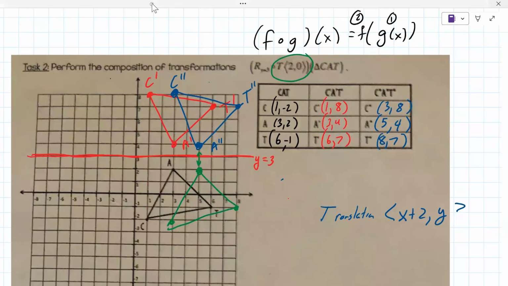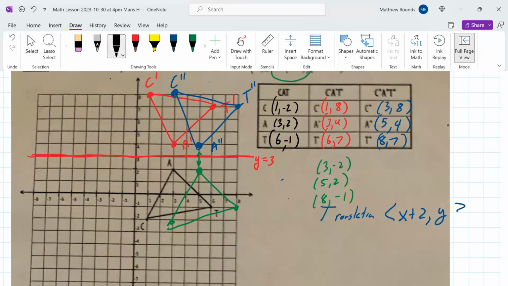So I'm going to put these other points in green in case you need them for the C prime here, but C would be 3, -2, and then B prime would be 8, -1, and then T. Oh, I just did T. That is T. I apologize. And then that would be 5, 5, 2, like that. Okay.